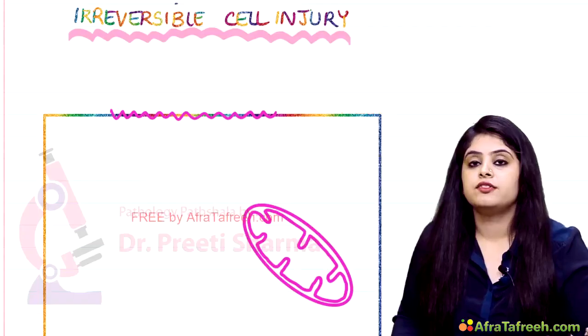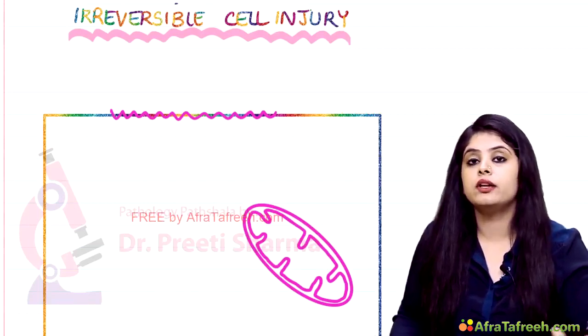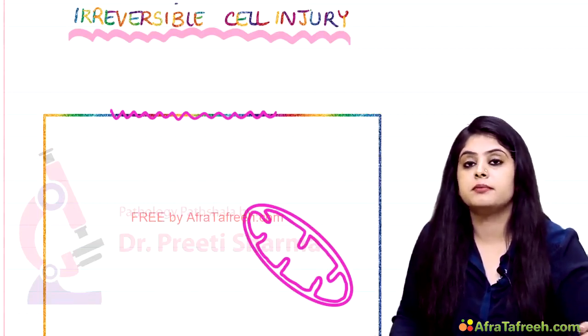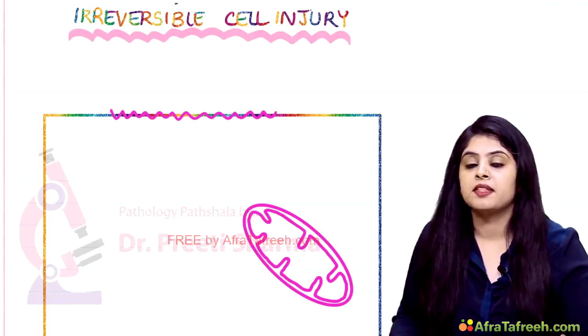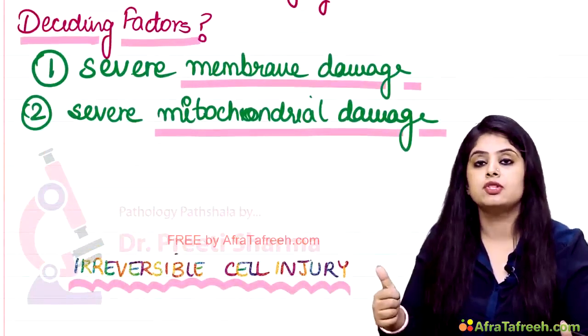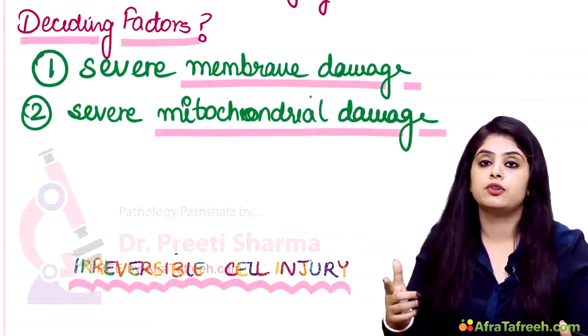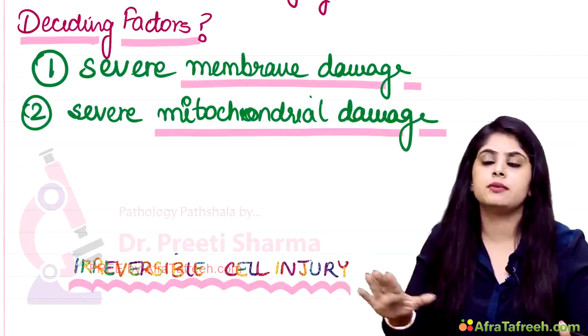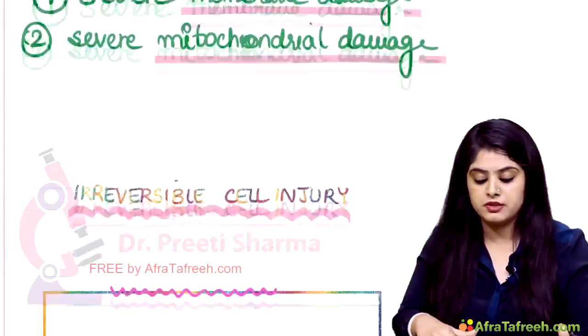Now, having understood reversible cell injury and how the two deciding factors make it go into irreversible cell injury, let's understand the mechanism of what is happening here. In irreversible cell injury, I just told you that there are two factors. One, severe membrane damage, and two, severe mitochondrial damage. Now, when membrane is damaged and mitochondria is damaged, we say it is irreversible.